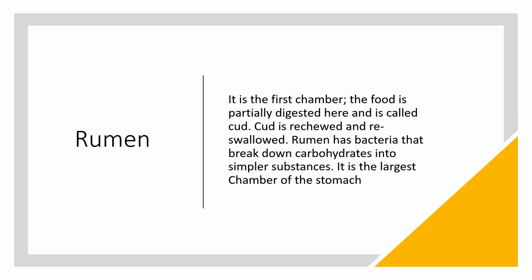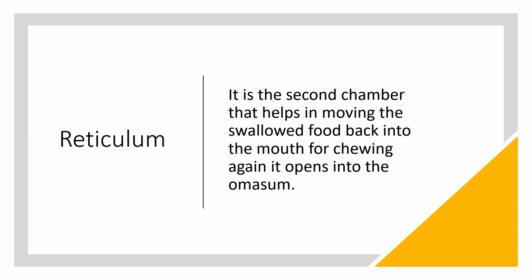Cud is rechewed and reswallowed. Rumen has bacteria that break down carbohydrates into simpler substances. It is the largest chamber of the stomach. Reticulum is the second chamber that helps in moving the swallowed food back into the mouth for chewing again. It opens into the omasum.